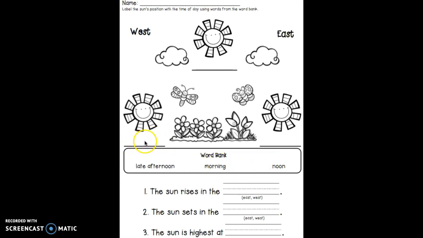What word would go here? Look at the position of the sun. What word would go here? Look at the position of the sun. What about here? Look at the position of the sun here.